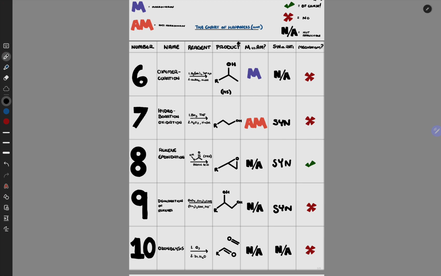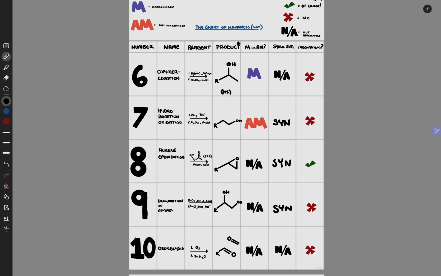Number 7, we have our hydroboration oxidation. This is our first step involving BH3 and THF, and then H2O2 and NaOH as our second step. It'll place a primary hydroxyl group onto this alkene and add a hydrogen onto the more substituted carbon. So this concept is the addition of a molecule by anti-Markovnikov addition, I should say.